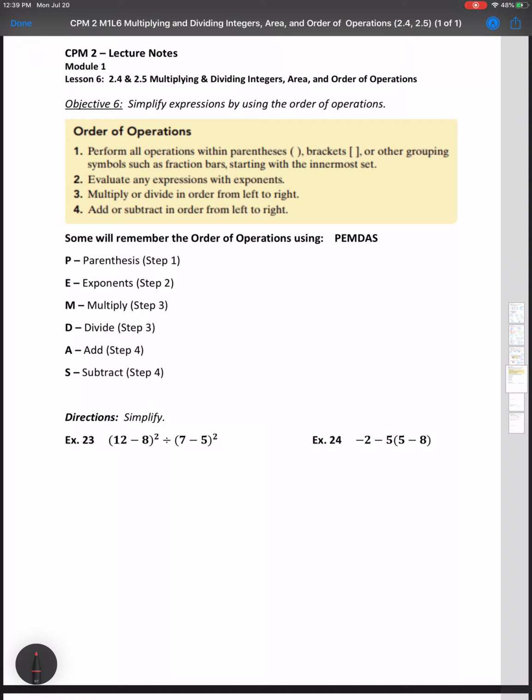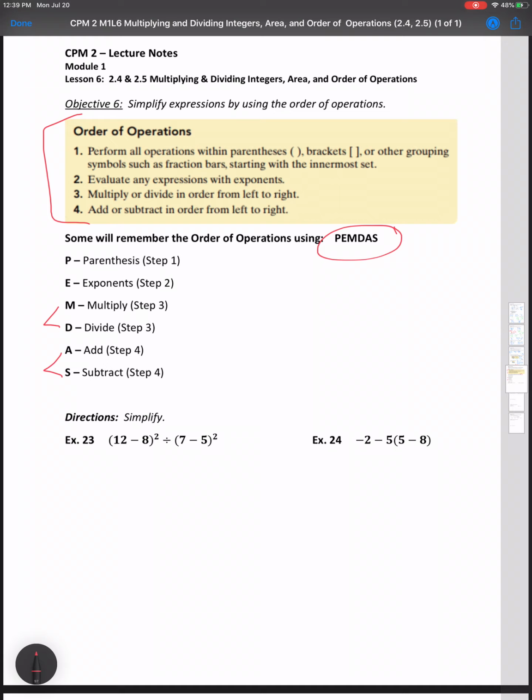Objective 6, simplify expressions by order of operations. So remember, we have talked about order of operations. We actually talked about this in our very first lesson of Module 1. So I went ahead and put this back on here. Our order of operations, there's 4 steps, but remember PEMDAS, there's 6 letters, but really 4 steps because multiply and divide go hand in hand, add and subtract go hand in hand. They're the same step, right? So as we practice this, just think about parentheses, exponents, multiply, divide, which is 1 step, add, subtract, which is 1 step.